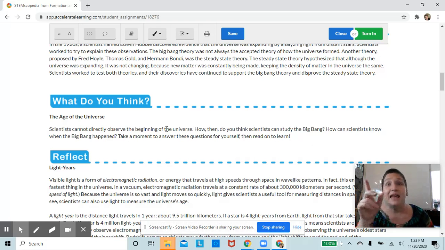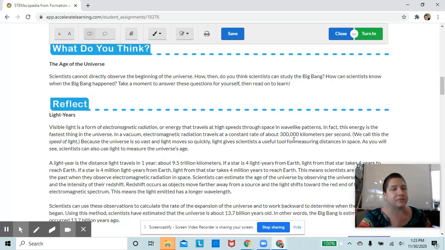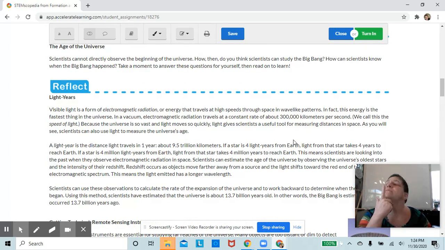All right, age of the universe. 14 billion years ago. The age of the universe. Scientists cannot directly observe the beginning of the universe. Well, duh, we're not around that long ago. How then do you think scientists can study the Big Bang? How can scientists know when the Big Bang happened? Take a moment to answer these questions for yourself.